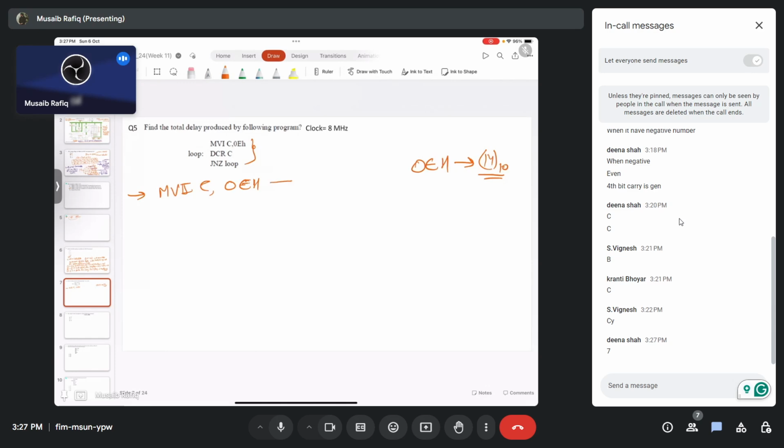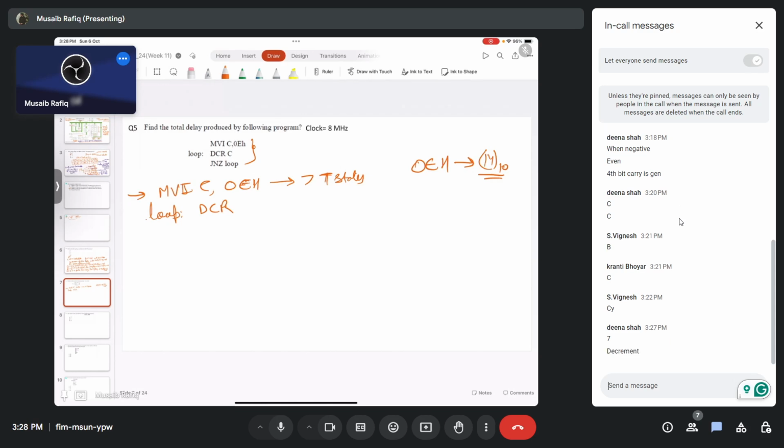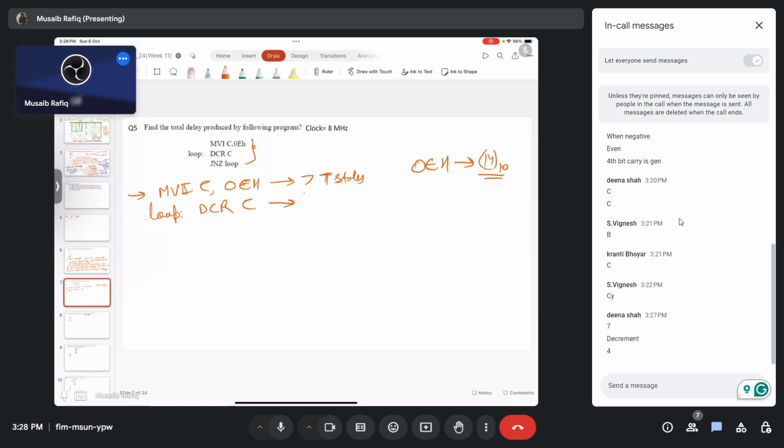So as rightly pointed out, it takes 7 T states. Then I have the loop: DCR. What does DCR stand for? Decrement C. And how many states does it take? Correct. And then we have JNZ. What does JNZ mean?